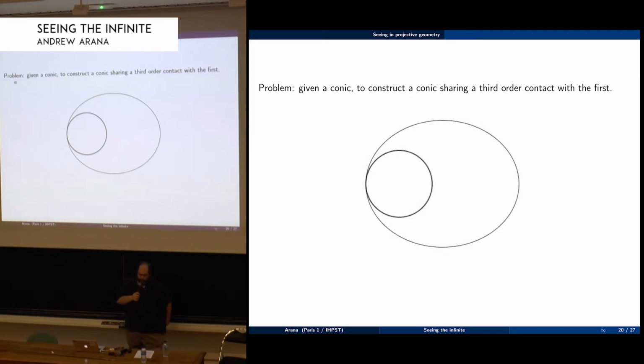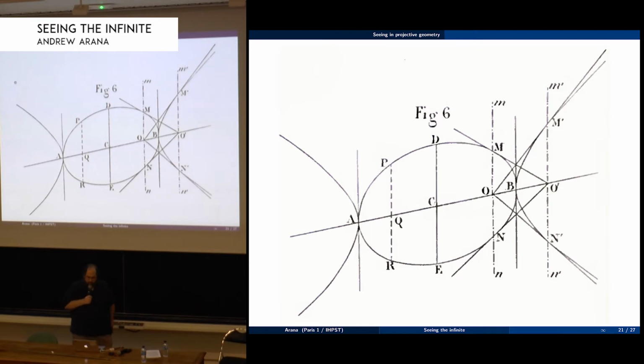Poncelet understood it as when we have two conics that share a common tangent at a real point and no other intersections. So since conics generally have 4 points of intersection, all the 4 points of intersection are the same in this case. We also can understand this from the point of view of differential geometry, in which we would say that two conics have third-order contact if they touch, and the derivatives of the curvature are the same. But Poncelet's understanding is the understanding in projective terms.